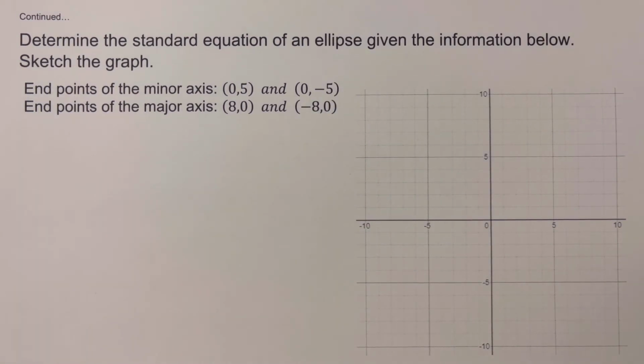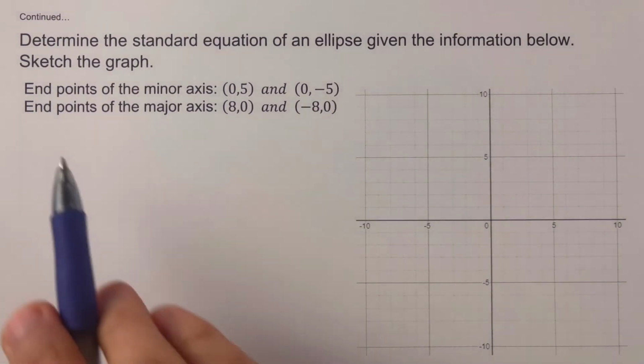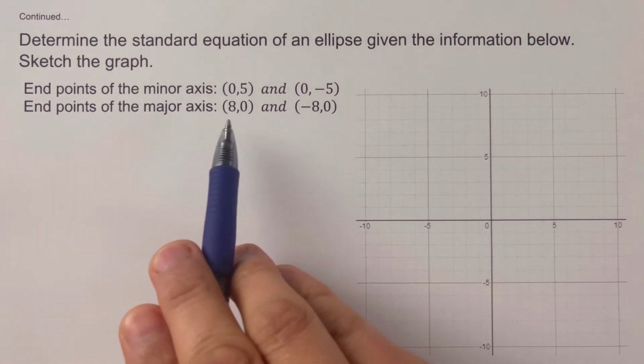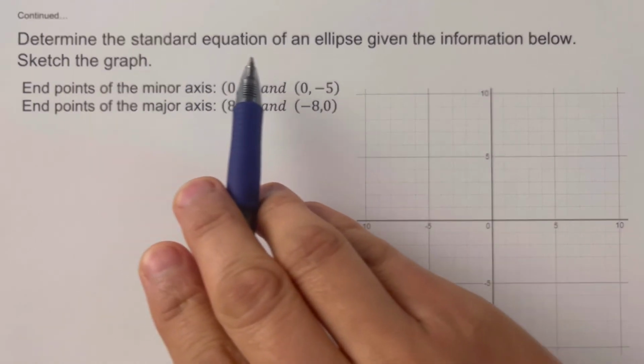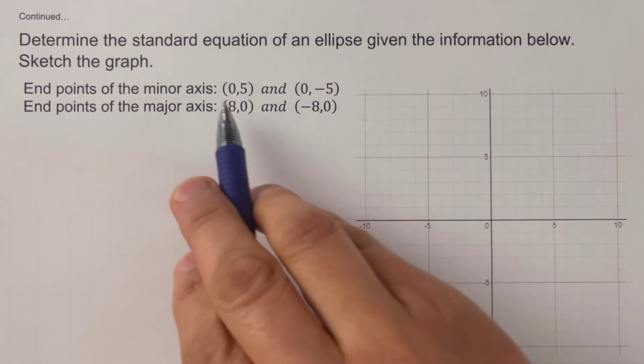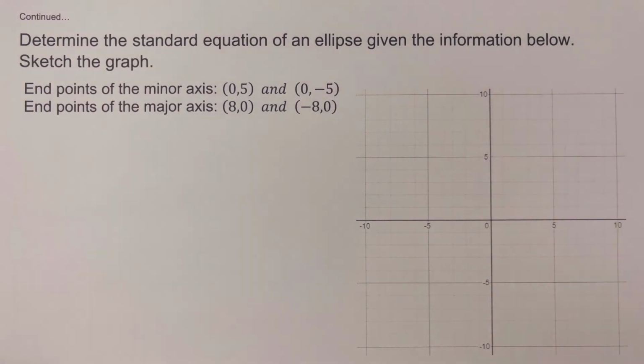Okay, so we go over the problem here. So we're given the two endpoints of the minor axis and the two endpoints of the major axis, and we're supposed to determine the standard equation of this ellipse. So I'm going to plot the 4 points given in this problem on this graph that we have here.